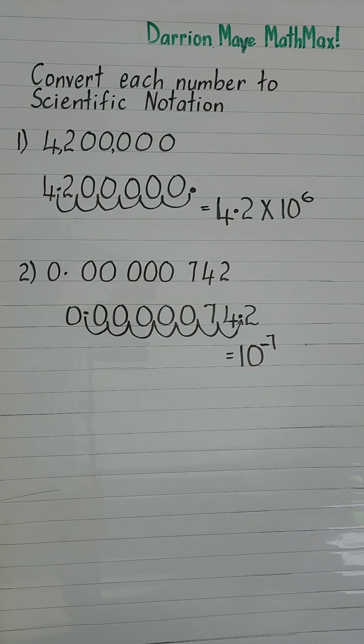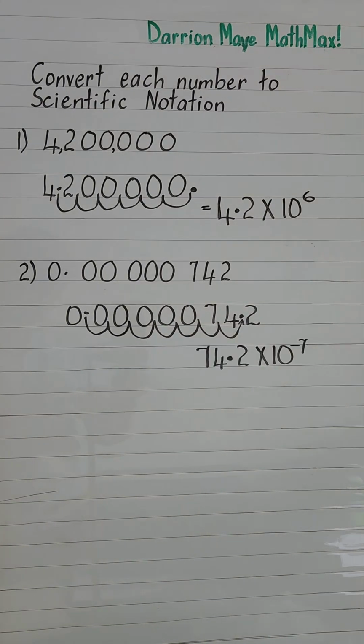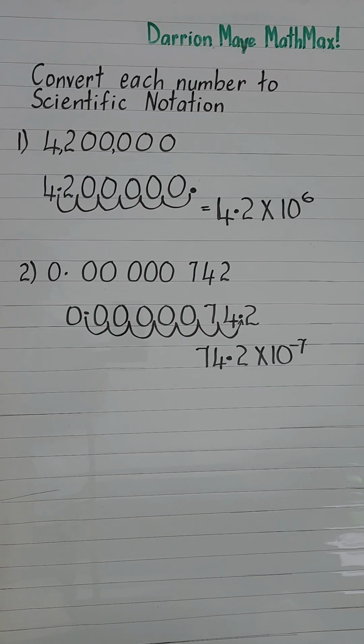So 0.0000742 is equal to 10 to the negative 7. That is 74.2 times 10 to the negative 7.